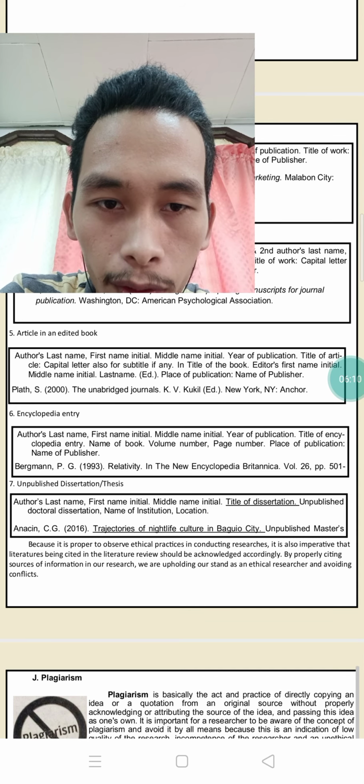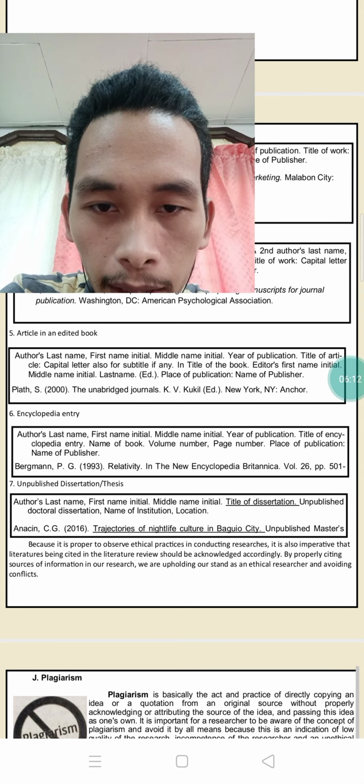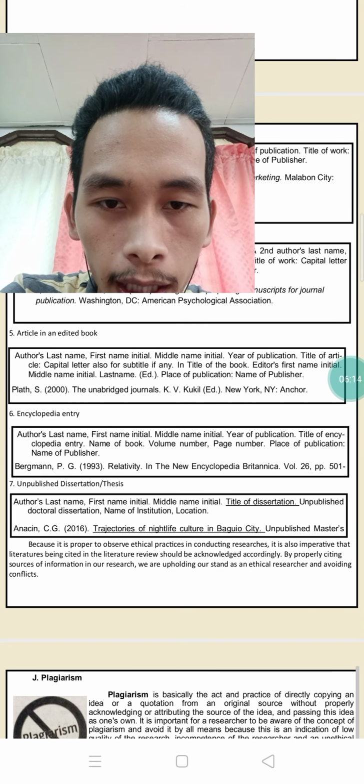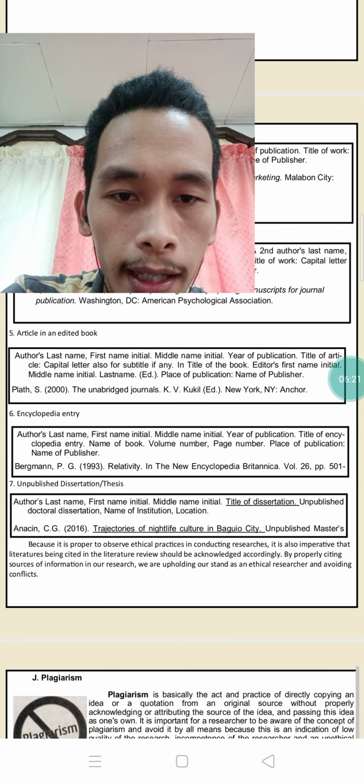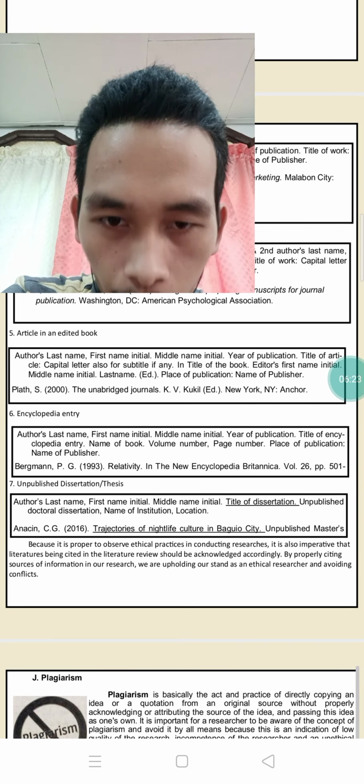Pero sa editor, mauna ang first name sa editor, middle name, and then last name. So KV Kokil, and then Eddie for editor, New York as place of publication, and then New York, and the name of publisher is Anchor.